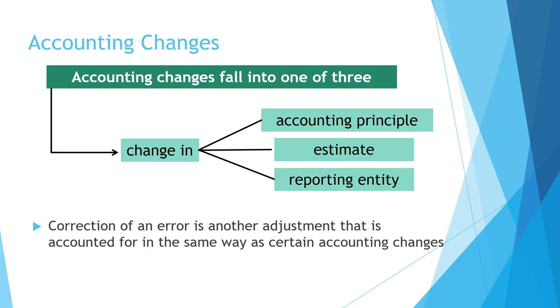And the other thing, and it's not a change, is when you have a correction of an error, i.e. you're doing something that's non-GAAP, or you made a mistake in prior years. So an example of a non-GAAP item is going from cash accounting to accrual accounting.